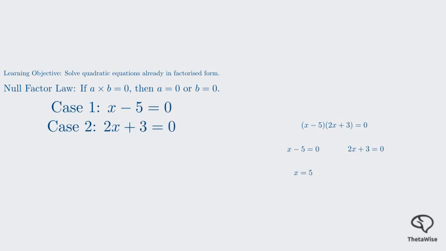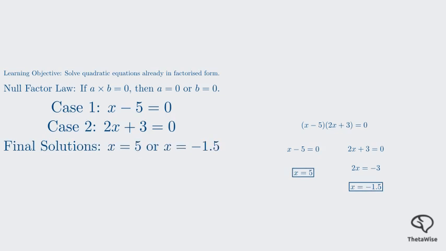Now we just solve these two simple linear equations. For the first one, we add 5 to both sides. For the second one, we subtract 3 and then divide by 2. So our solutions are x equals 5 or x equals negative 1.5. Always remember that a quadratic equation typically has two solutions. We have successfully met our first objective.